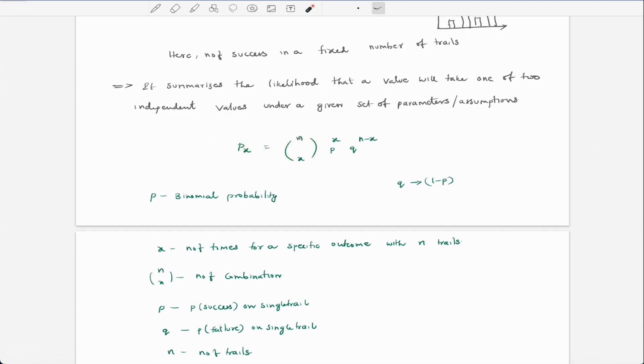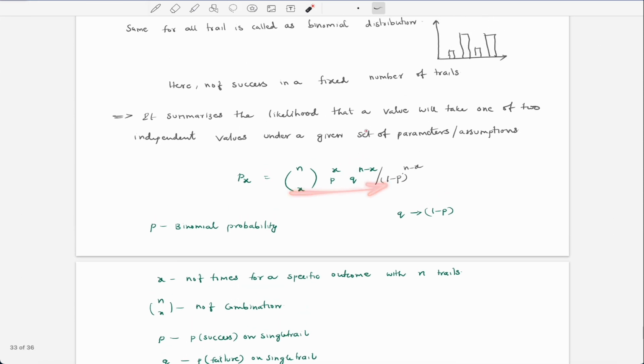We simply call this the number of combinations, the combination of n and x, times p to the power of x and q to the power of n minus x, where p is the probability of success and q is the probability of failure. The q is also written as 1 minus p. Okay, so this is the equation of the binomial distribution.